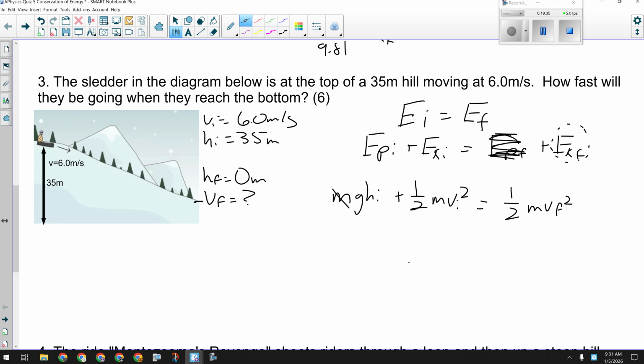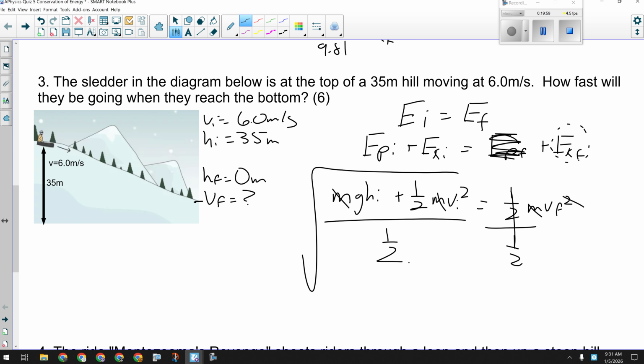All right, so I'm going to cross off all the m's, and I just need to isolate VF. So what do I have to do with this 1/2? Divide it over to the other side. Now that solves for VF squared. What do I want? Just VF. So what do I have to do? Square root.